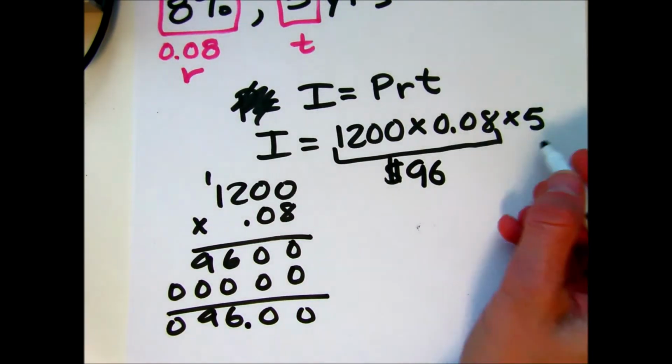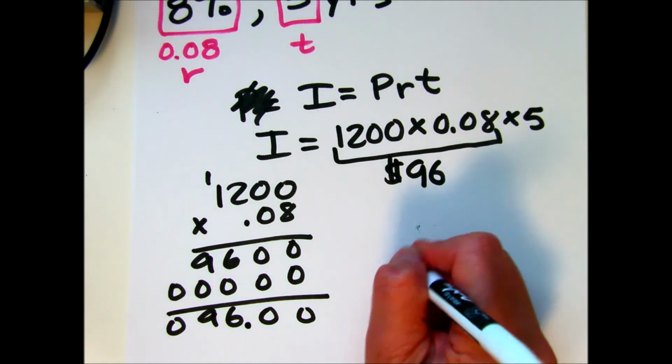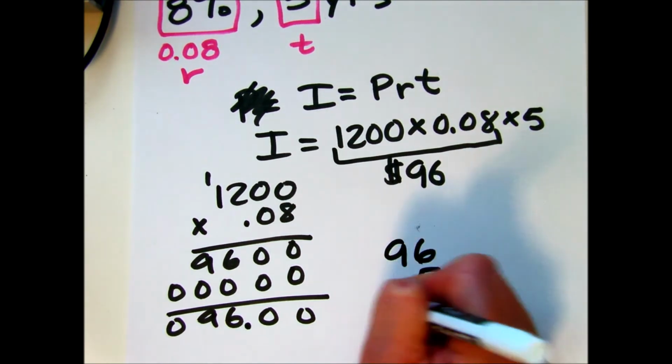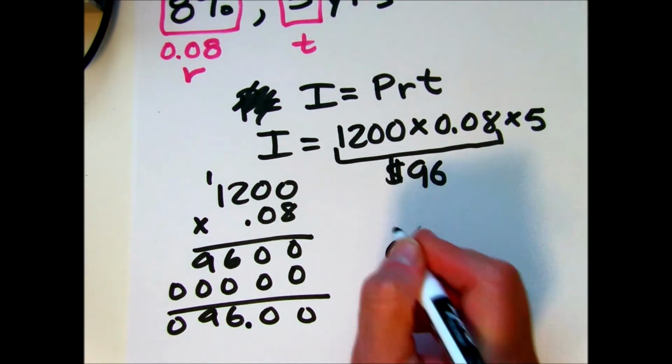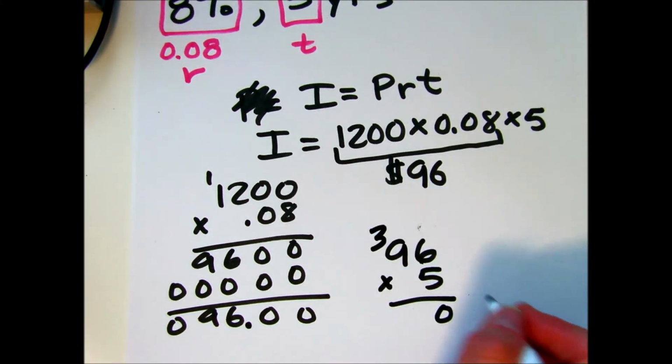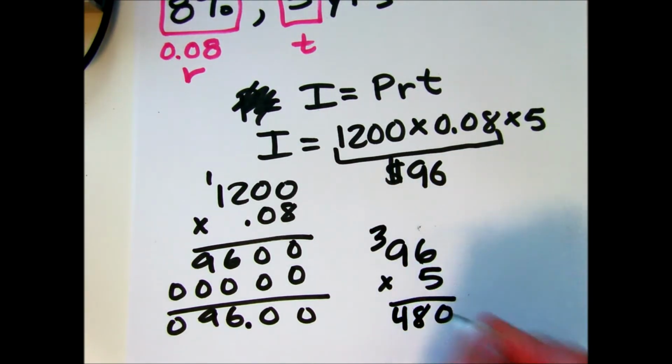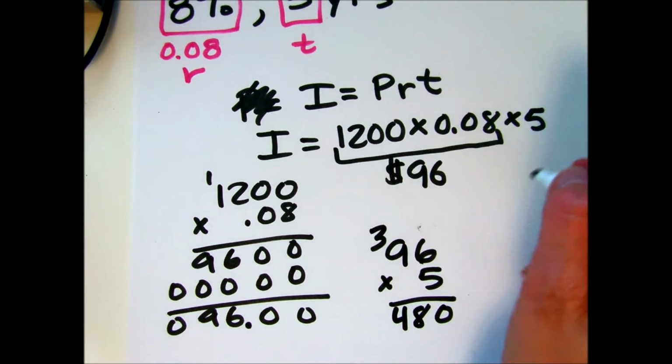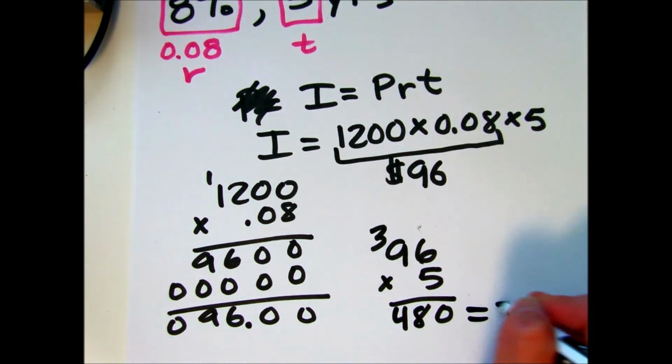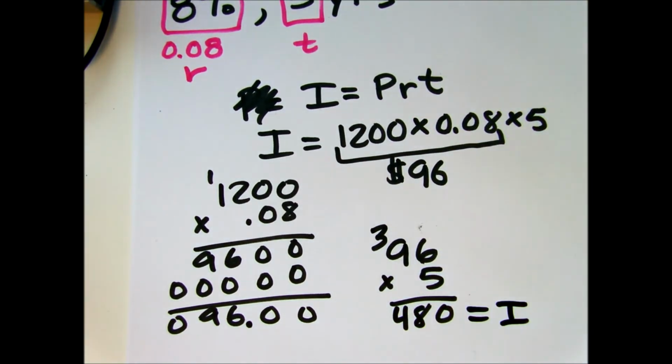Then if we multiply that 96 by 5, got 30, 45, 48. Okay, so our total interest after 5 years will be $480.